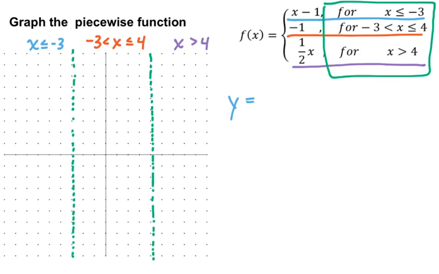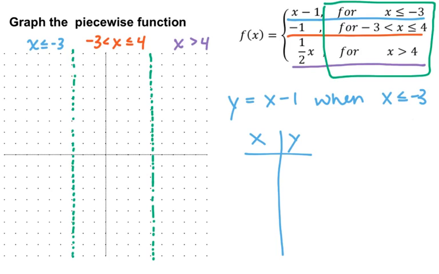The first piece of my function here is that y equals x minus 1, and that occurs when my x value is less than or equal to -3. Now what we should do is make a table of values, and we can plug in an x value as long as it is inside our domain. Now my domain includes -3, so I'm going to choose -3, and then I will choose values less than -3, maybe -4 or -5. Plugging -3 into my function, -3 minus 1 gives me -4. -4 minus 1 is -5, and then -5 minus 1 gives me -6.